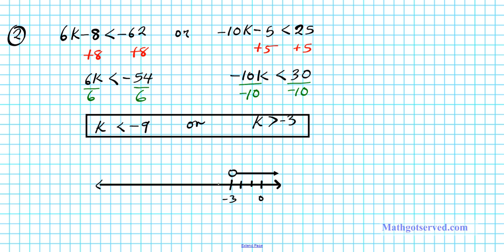Now let's shift our attention to negative 9. So negative 4, 5, 6, 7, 8, 9. Negative 9. We also have an open circle here because we do not have the line of inclusion, and our arrow points to the left because we have a less than situation. Okay, so this is a graph of your solution, and this is your solution right there.